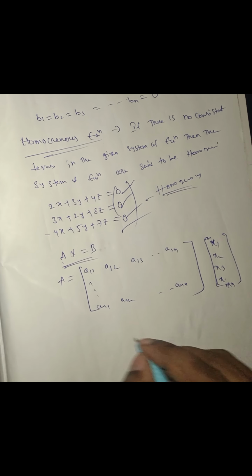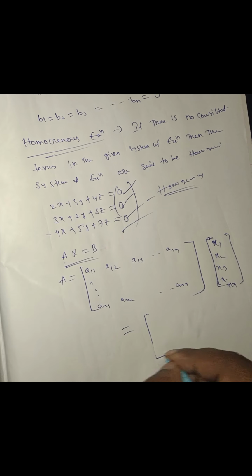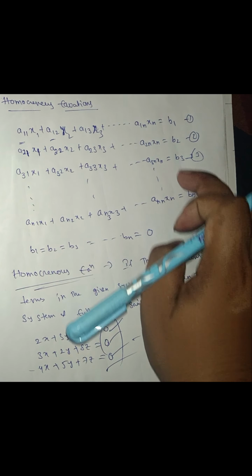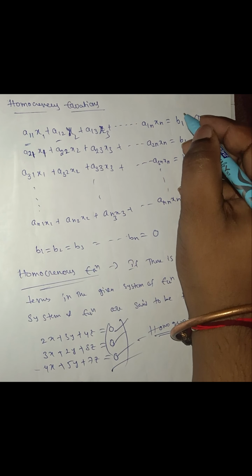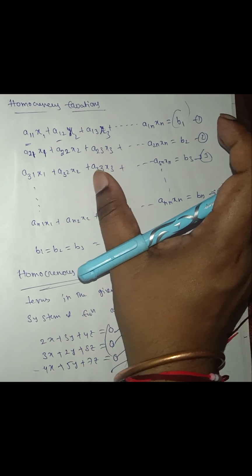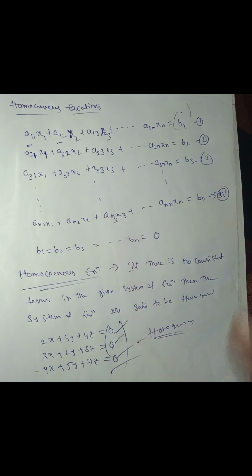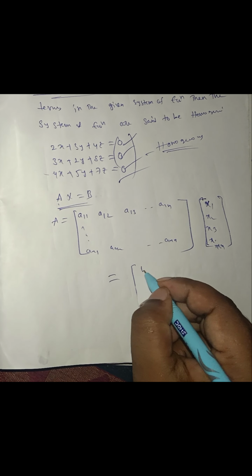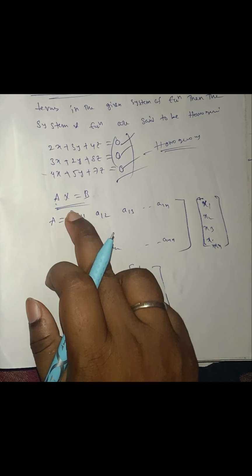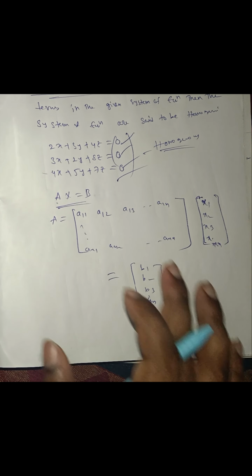AX equal to B. What is B? B are the constant terms. In homogeneous equations these constants are zeros, but in non-homogeneous equations the constant terms will exist. So here b1, b2, b3, and so on, bn. If you multiply these two matrices, you will get the resultant matrix. So these equations will form simply.